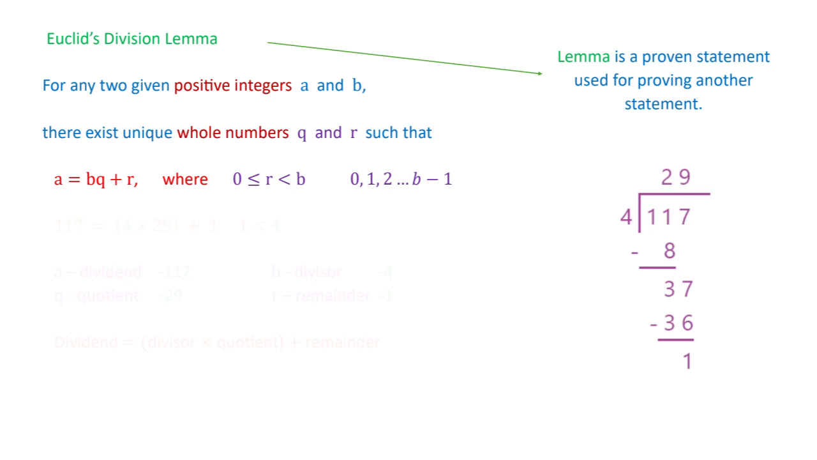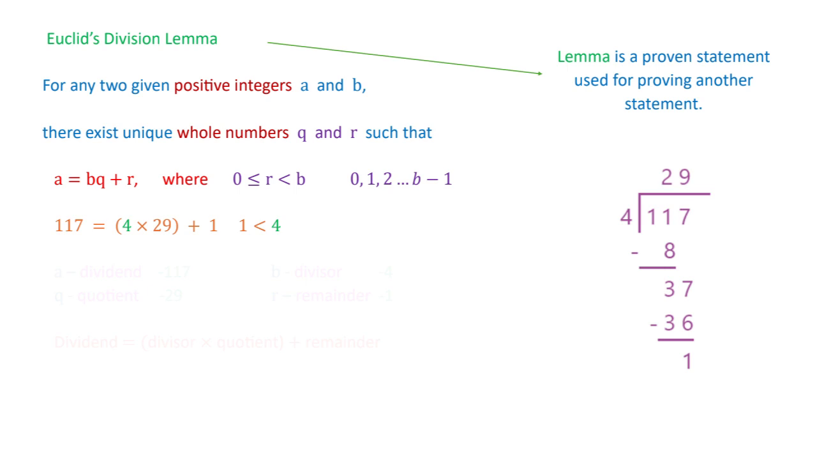Now if we look at this division again, what Euclid's division lemma says is that we can write 117 as bq plus r. It means 4 into 29 plus 1, and clearly this remainder 1 is less than 4.